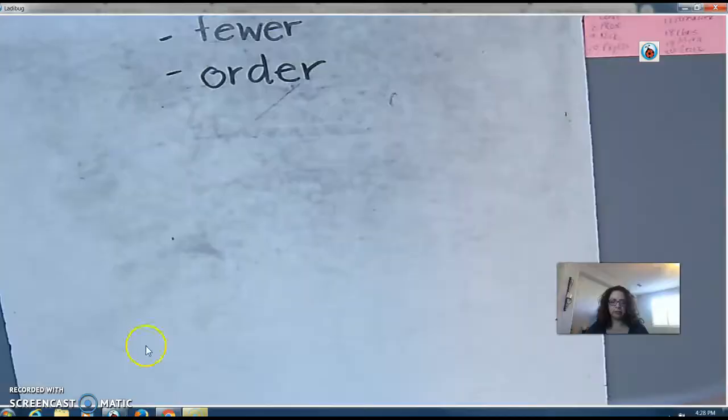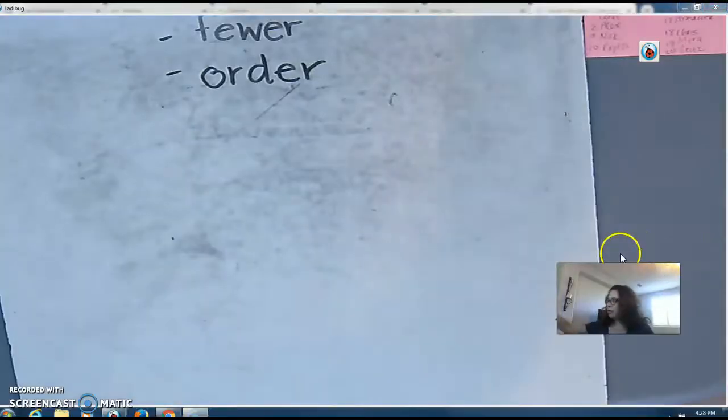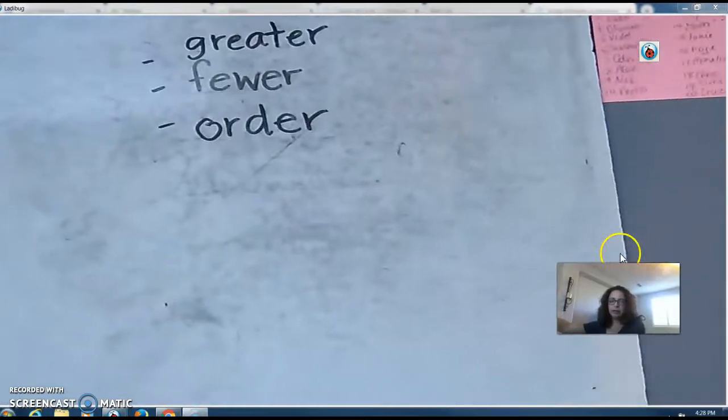Why is this not working? Oh, there it is. I'm just really big today. Okay, get little. There we go. All right, so, can't really see the words. Okay, now you see them up there.